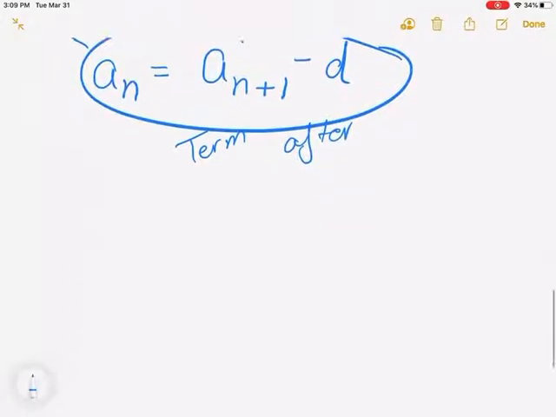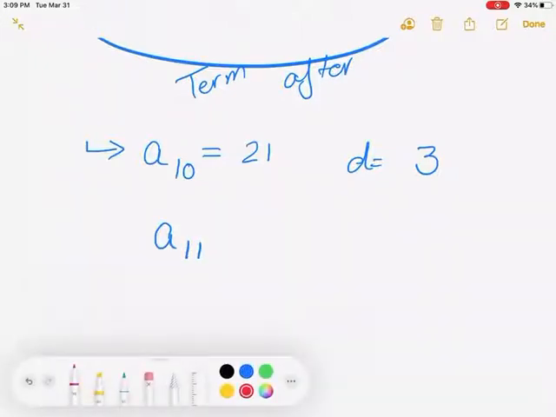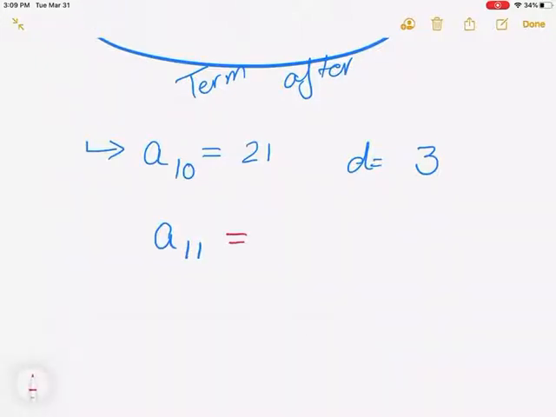So let's say I have the 10th term equal to 21, and the difference is 3. And my question to you is, find me the 11th term. Do you think we can do that? Yes, we can do that because I know a term before. I know the difference. So what I have to do is take the 10th term, which is 21, add the difference, which is 3, and this becomes 24.